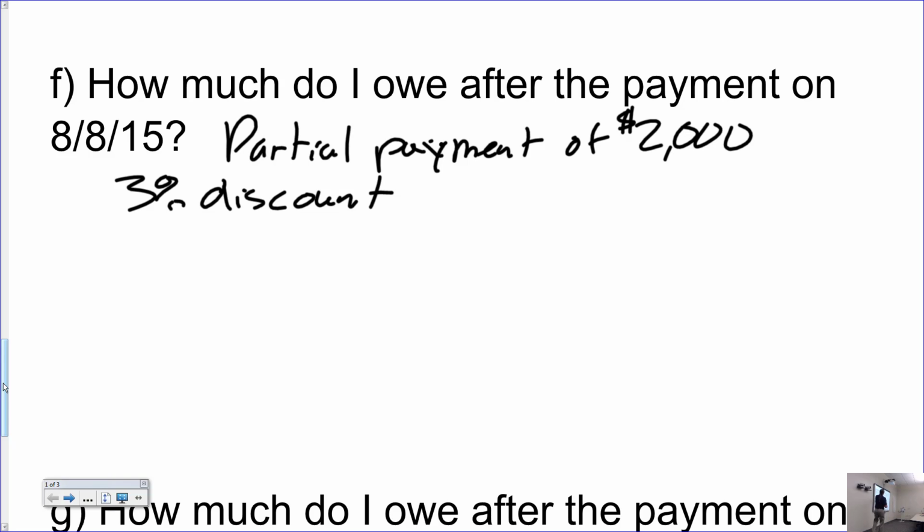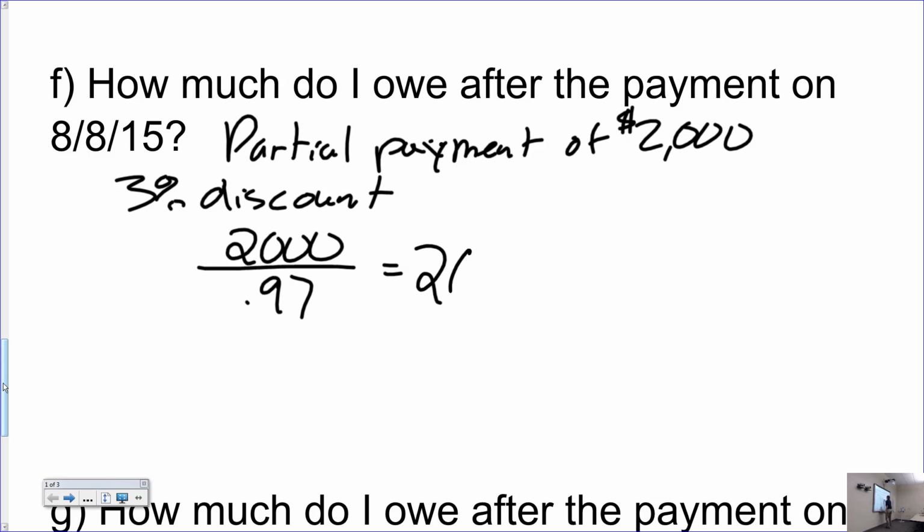Now, how do we handle a partial payment of $2,000 with a 3% discount? We divide 0.97 into the 2,000. Yes, very good. This is where you divide by the complement. When you make a partial payment to figure out how much the payment is worth, divide by the complement of its discount. All right? So, how much is that $2,000 payment really worth? $2,061.86.